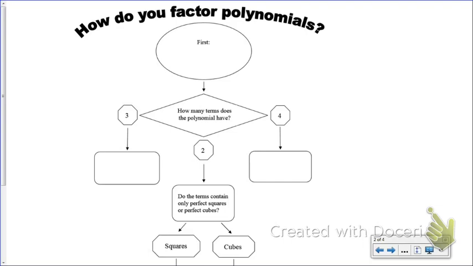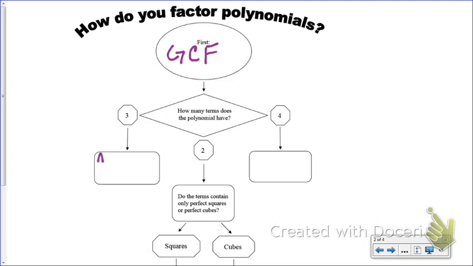Now, no matter how you factor, your first step is always to take out the greatest common factor. You always take the greatest common factor out first, no matter what kind of factoring you're doing. Then, after you've done that, you look and see how many terms that polynomial has. So if there are 3 terms, then that is just normal factoring, whatever method you learned in Algebra 2.